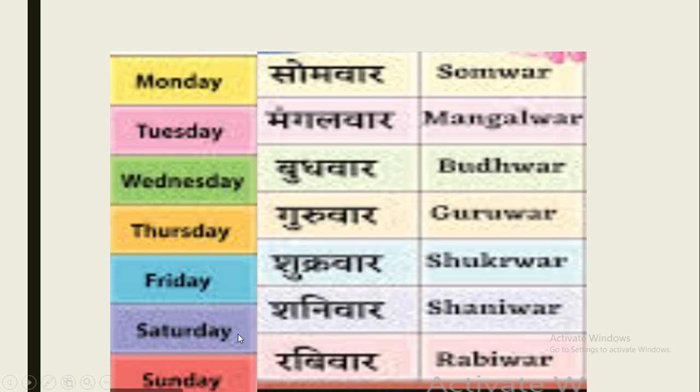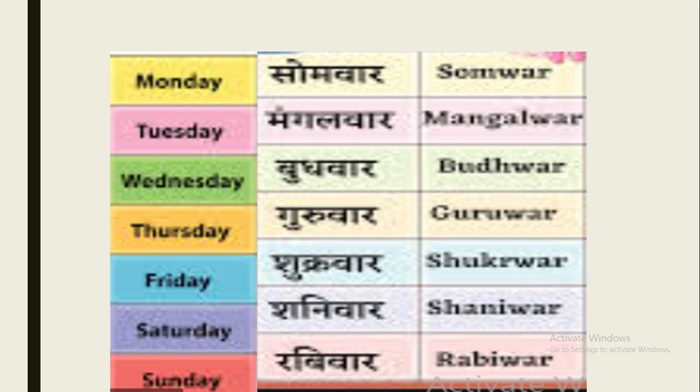Okay, what is Sunday? Ravivar. Ravivar, Sunday. Somavar, Monday. Mangalvar, Tuesday. Budhavar, Wednesday. Guruvar, Thursday. Shukravar, Friday. Shanivar, Saturday. Shall we say again? Ravivar, Sunday. Somavar, Monday. Mangalvar, Tuesday. Budhavar, Wednesday. Guruvar, Thursday. Shukravar, Friday. Shanivar, Saturday.